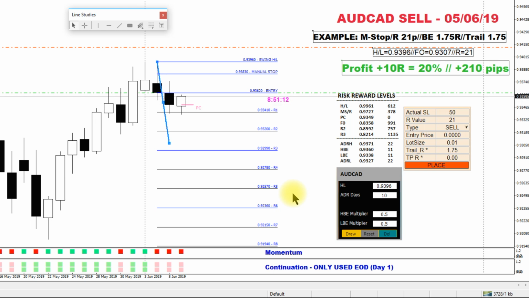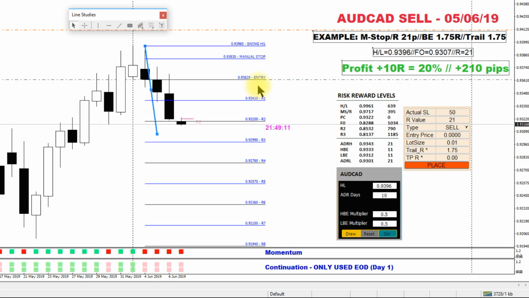So we are using a 1.75R trail. We need to get down to 1.75R, and of course beyond that, because there is your spread as well, to come to break even. So we are now at break even. We've gone through 1.75R, so we are now at break even.